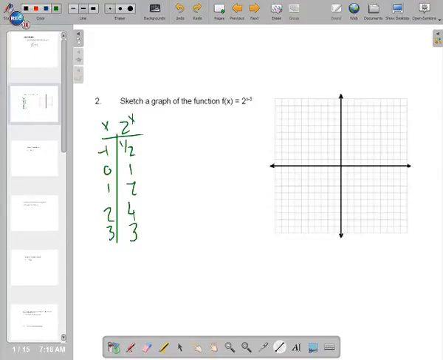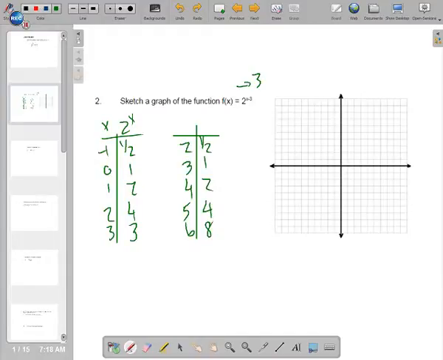And now if I want to graph 2 to the x plus 3, you got to remember that when you do a plus 3 inside the parentheses, that's going to make it go right 3. So that's going to change all my x values. I'm going to add 3 to these, so 2, 3, 4, 5, 6. And my y values didn't go up or down, so they stay the same. 2, 4, that's an 8. 2 to the third is 8. So this is my f of x.